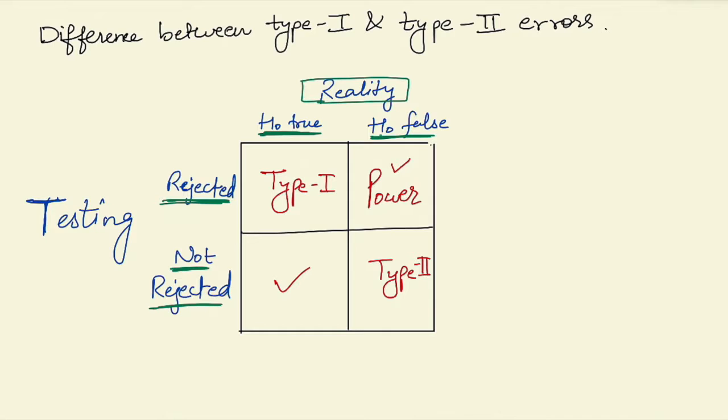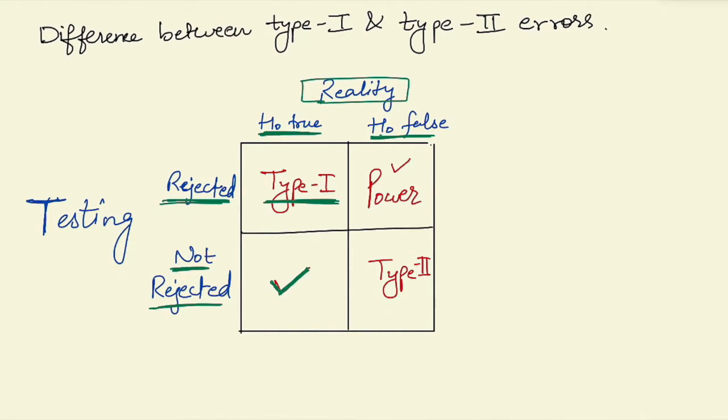So type 1 error is the case when the hypothesis is true but we reject it. So basically we make an error that we reject the null hypothesis when it was in fact true. So this is known as the type 1 error. The case when the hypothesis is true and we do not reject it is fine. So this is the case which is okay.